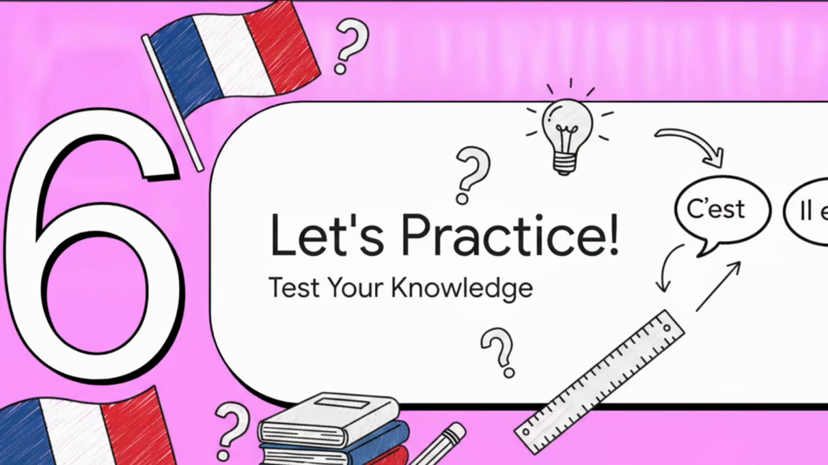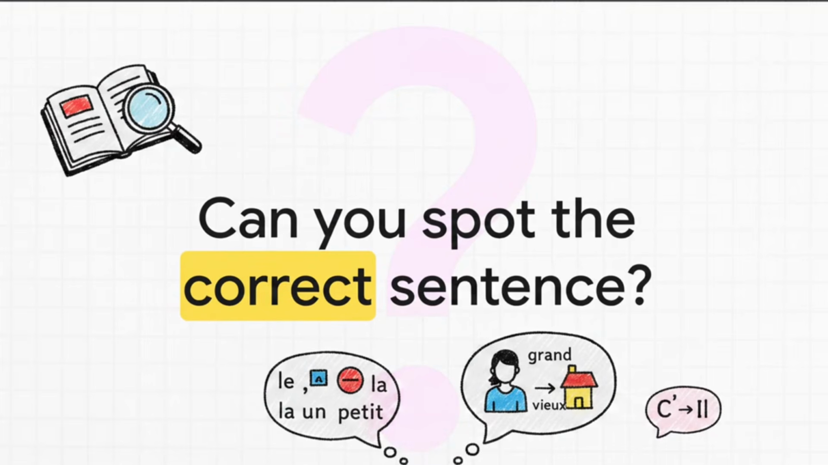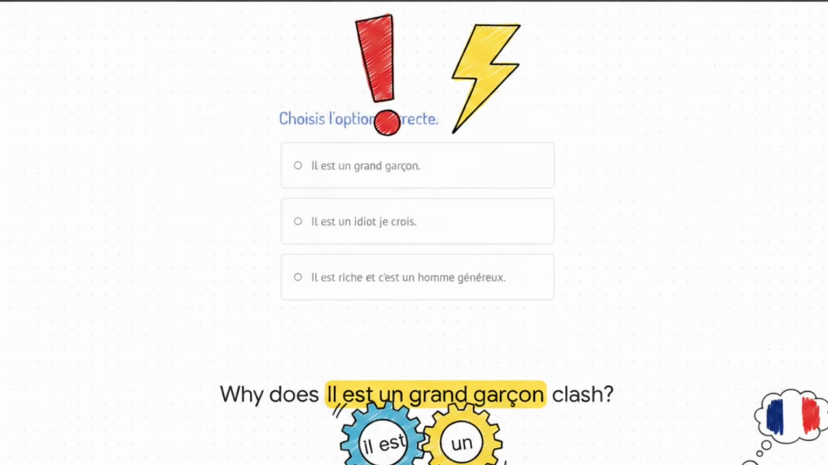All right, section 6. Let's put this into practice and test your knowledge. I want you to pause for a second and actively recall those rules we just went over regarding determinants and descriptions. Looking at these, can you spot the correct sentence? Let's quickly evaluate the options here. The first one says, Il est un grand garçon. Based on what we literally just learned, why should that instantly set off alarm bells in your head? Exactly, because it pairs il est right next to the determinant un, and that is a major, major structural clash in French. You just don't do it.